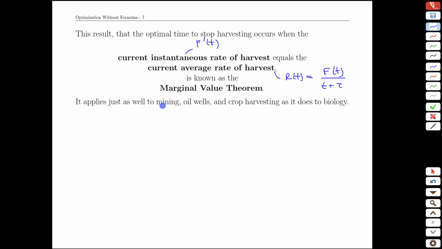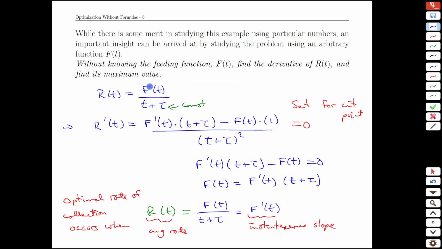This can be applied, as I said, to economics as well as biology. So it's a far-ranging idea, and we did all of it not knowing explicitly what the formula for f of t was. That didn't slow us down from being able to do critical point analysis. It just meant that the result that we obtained looked much more general, and so in fact applies in more scenarios than if we had known a formula for f of t.